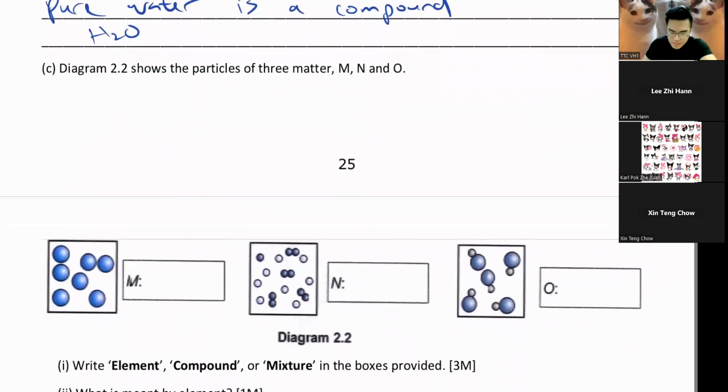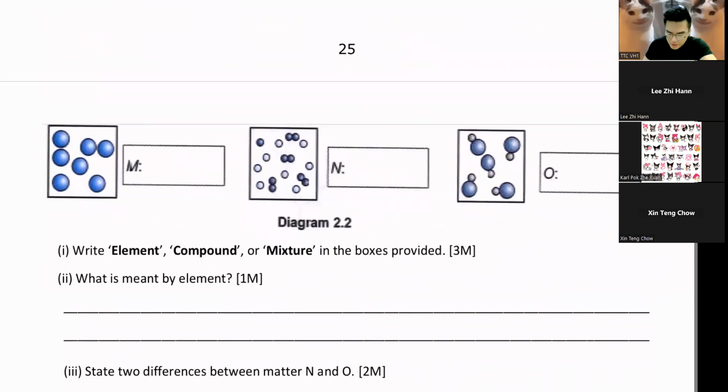So the 3 substances here: element, compound, mixture. I think you should know this already. Element is this one. There's only one type here.